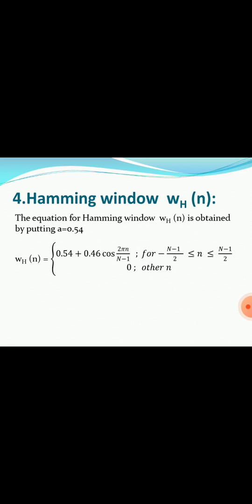Next one, Hamming window. It will be represented by WH of n equal to 0.54 plus 0.46 cos 2 pi n by (N minus 1), for the values of n varying from minus (N minus 1) by 2 to plus (N minus 1) by 2. For other values of n, the magnitude will be 0.